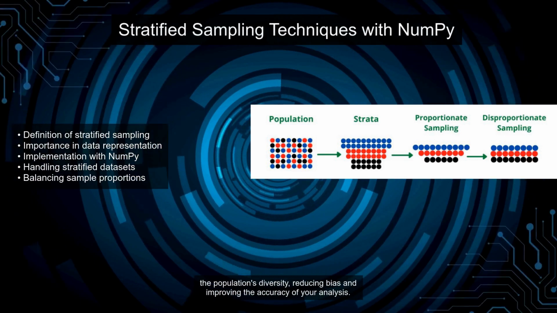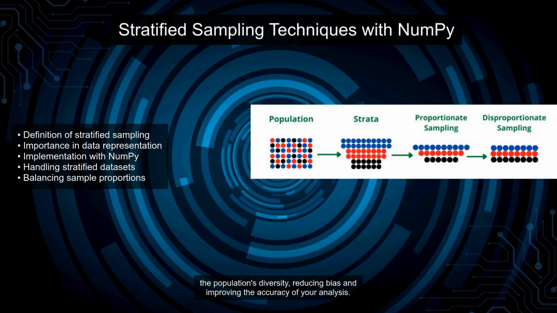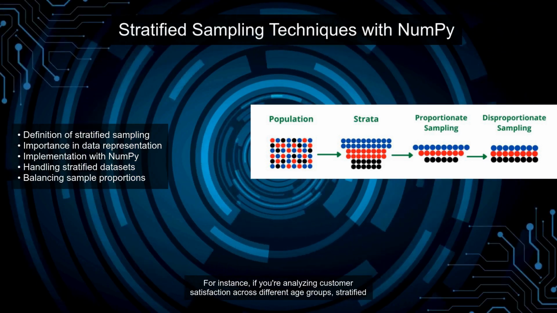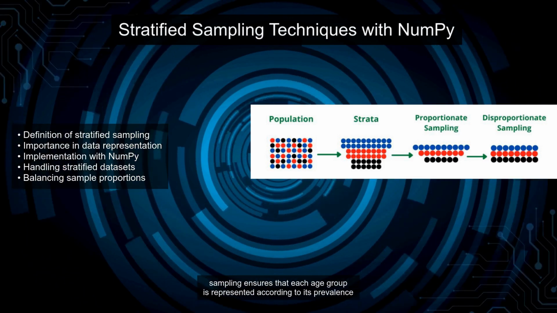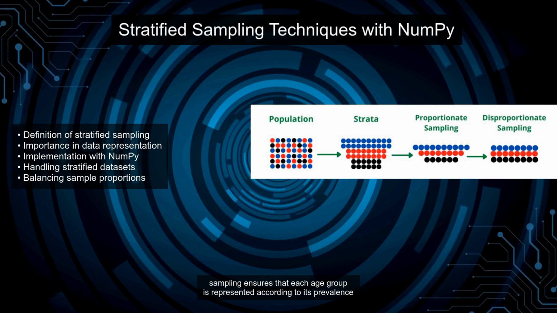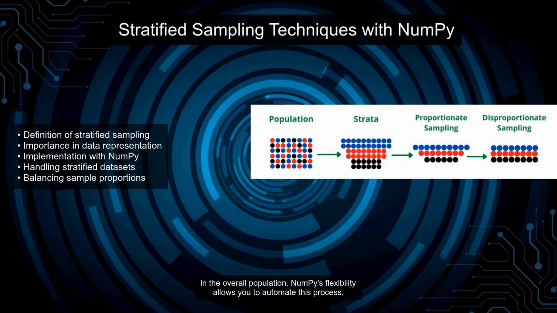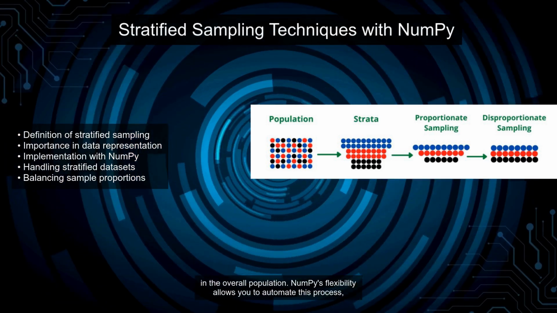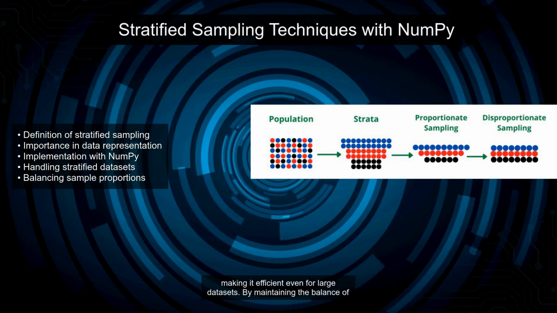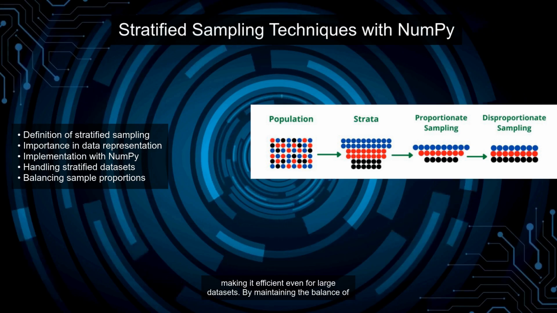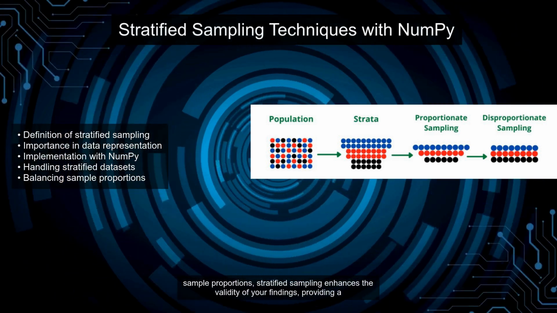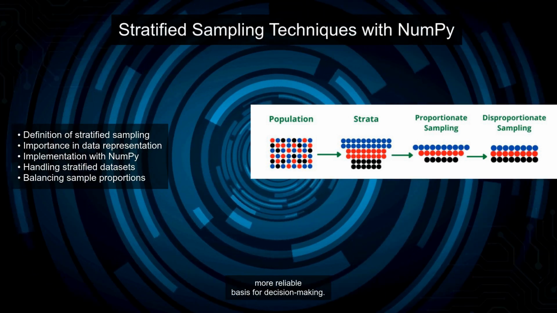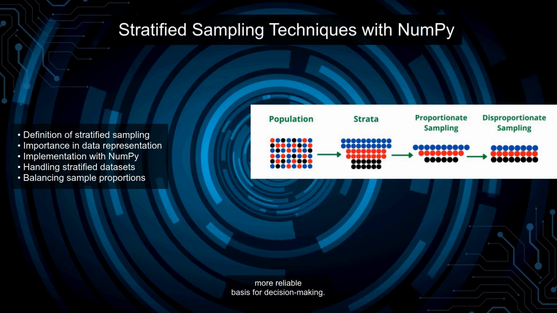This approach ensures that the sample mirrors the population's diversity, reducing bias and improving the accuracy of your analysis. For instance, if you're analyzing customer satisfaction across different age groups, stratified sampling ensures that each age group is represented according to its prevalence in the overall population. Numpy's flexibility allows you to automate this process, making it efficient even for large datasets. By maintaining the balance of sample proportions, stratified sampling enhances the validity of your findings, providing a more reliable basis for decision-making.